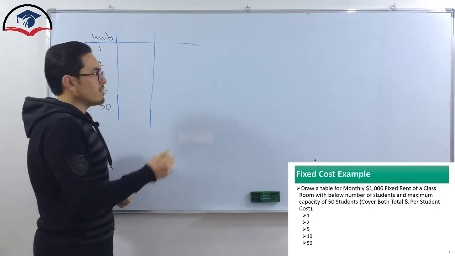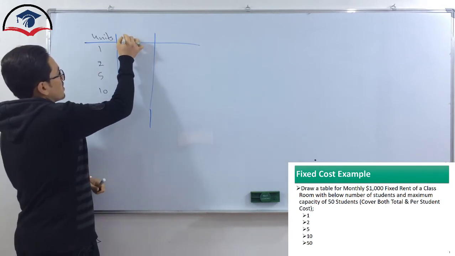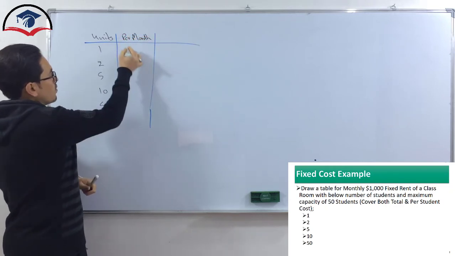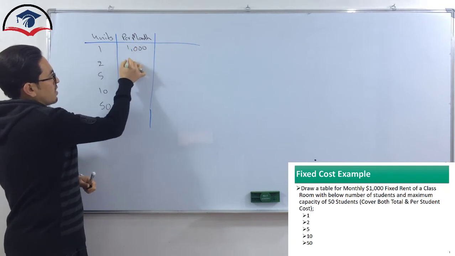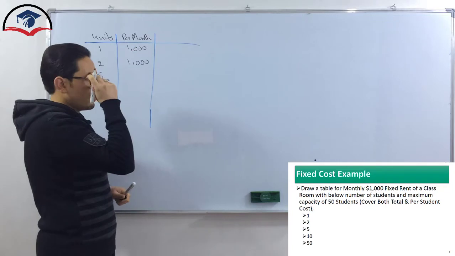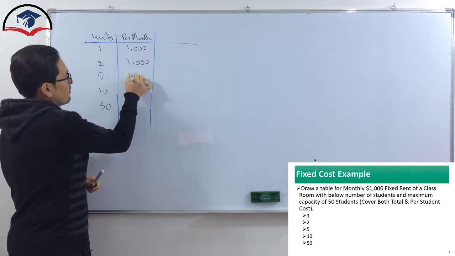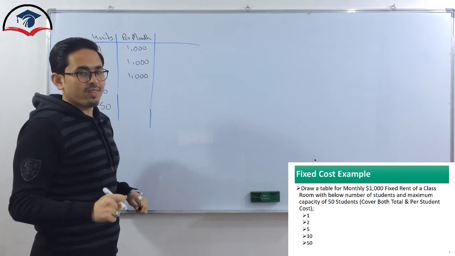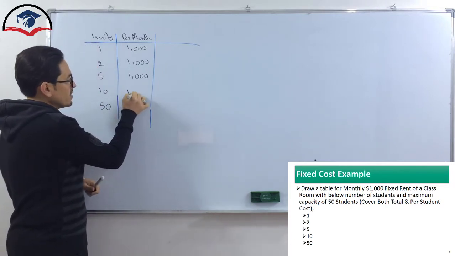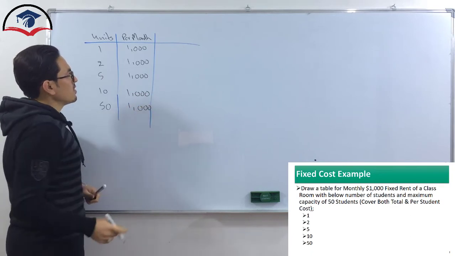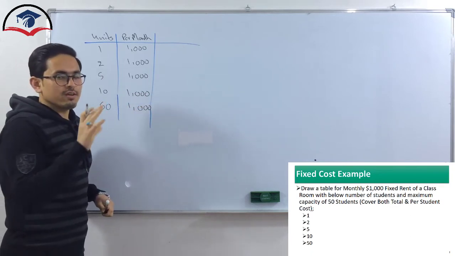The per month rent is still $1,000. If the number increases to 2, I still pay $1,000. It's 5 students available in the class, still $1,000. For the 10, still $1,000. For the 50, still $1,000. So in total, there is no change.